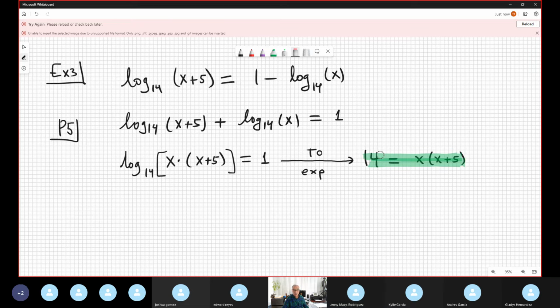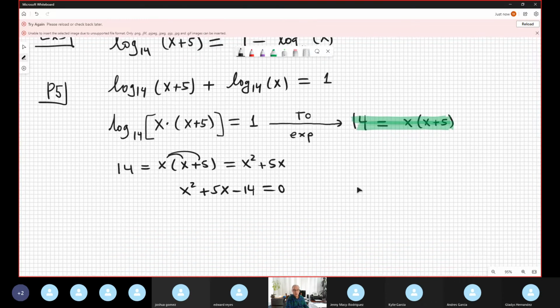Yes. Okay, so let's focus on this equation that looks like a quadratic equation. I want to recopy again. 14 is equal to x times (x plus 5). I apply the distributive property. This is x squared plus 5x. My equation is x squared plus 5x minus 14 equals 0. Boom. Nice. And for solving this quadratic equation, what do you propose to me? Factorization or quadratic formula?